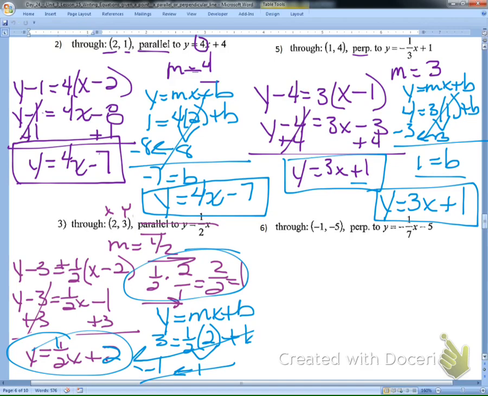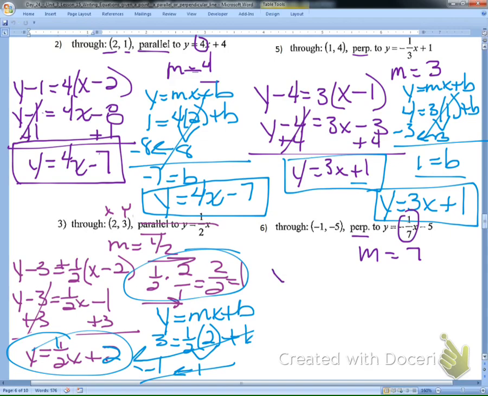Last one, and this will be your final lesson of this unit and in this course. The rest is all review. Okay, this time we are trying to write an equation that's perpendicular to the line that they give you. The slope of the line they give you is -1/7, so our perpendicular line has to have a slope of +7.